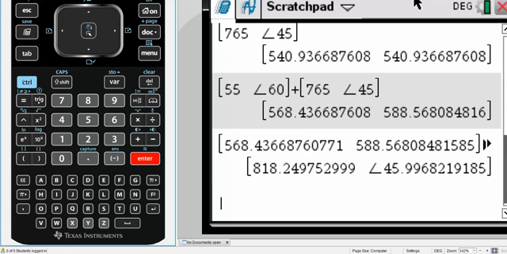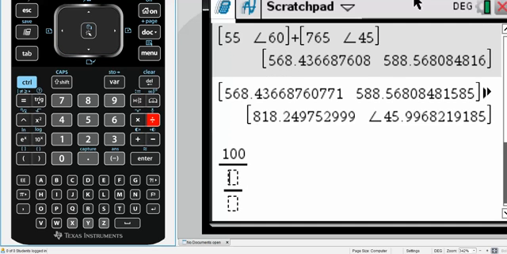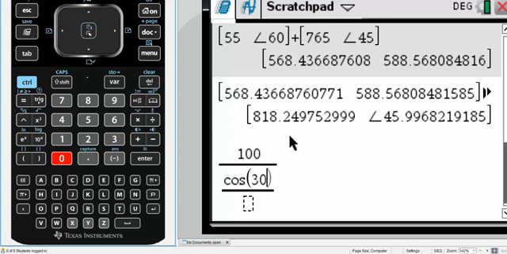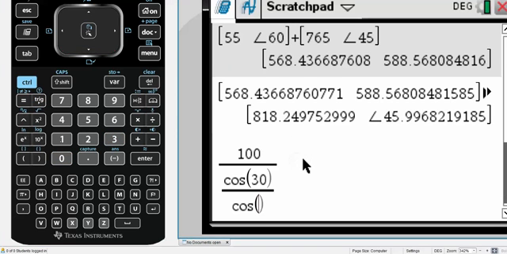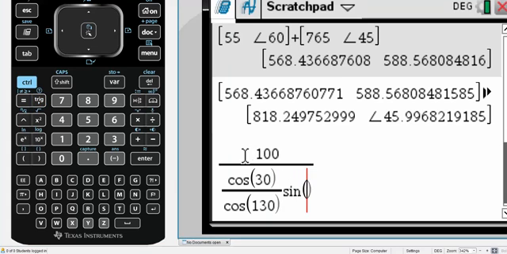I'm going to build the fraction first, so I'll press Control Divide and place the number 100 in the numerator. And in the denominator, I need another fraction to lead us off. At the top of the fraction, I need a cosine of 30 degrees. And below that, I need a cosine of 130 degrees. Multiply this fraction by sine of 130 degrees.